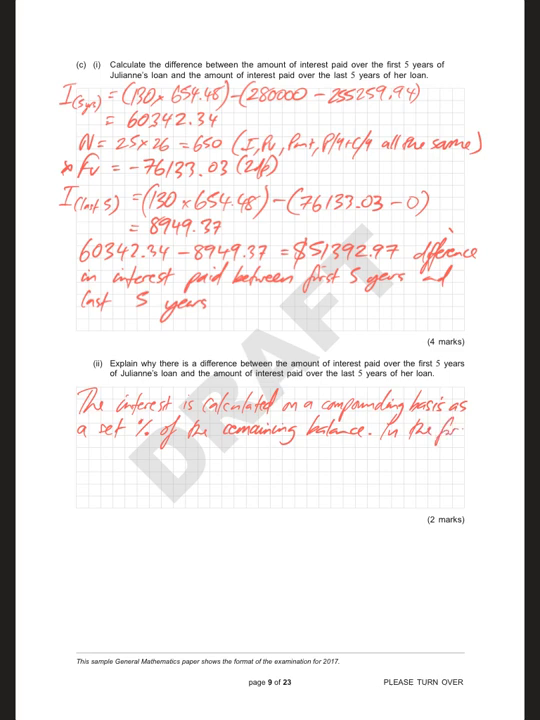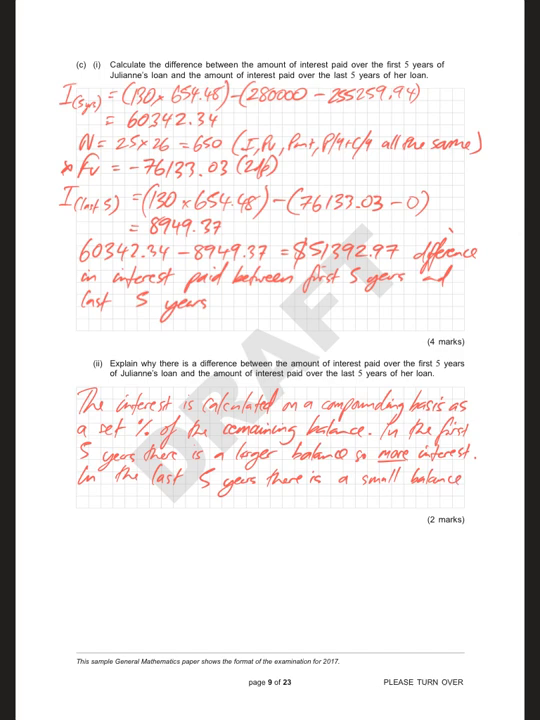In the first 5 years, it's a larger balance, so more interest. In the last 5 years, there is a smaller balance, so less interest charged.